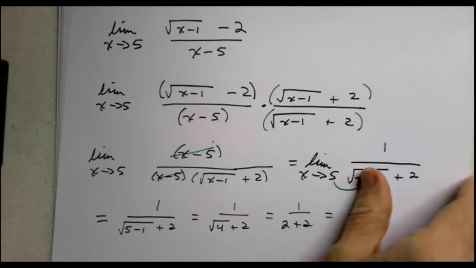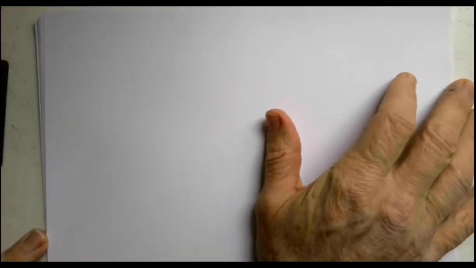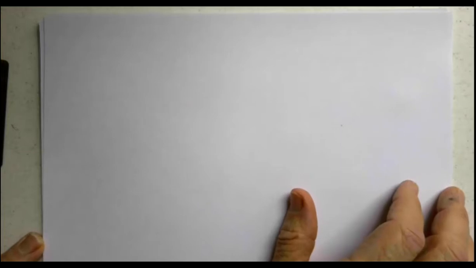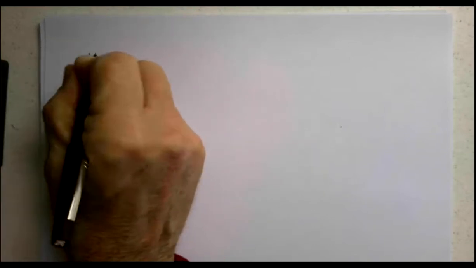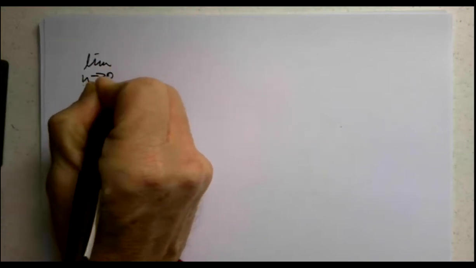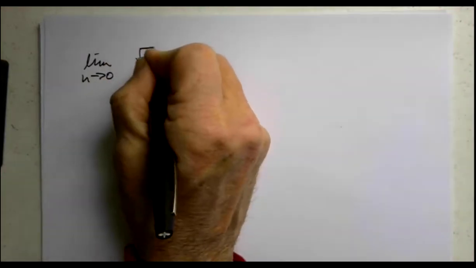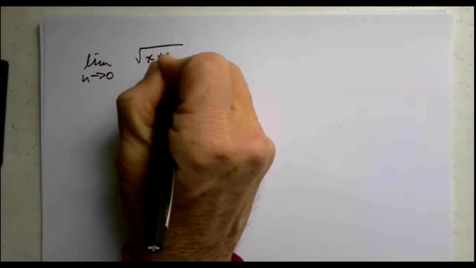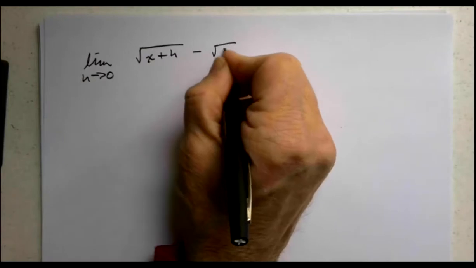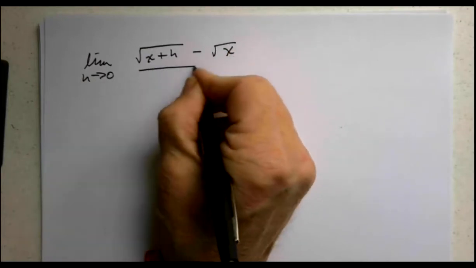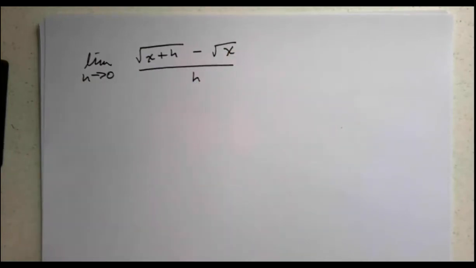Okay, let's do one more problem. Like this, we are going to be dealing with the definition of the derivative. So we may want to look at something like the following. The limit as h goes to 0 of the square root of x plus h minus the square root of x, over h.